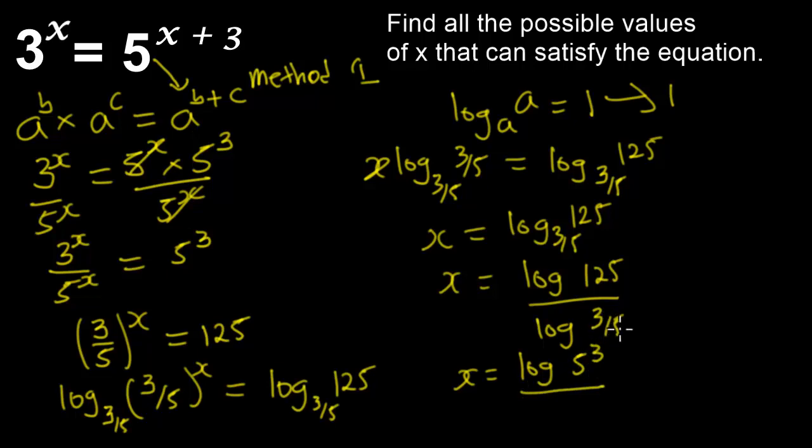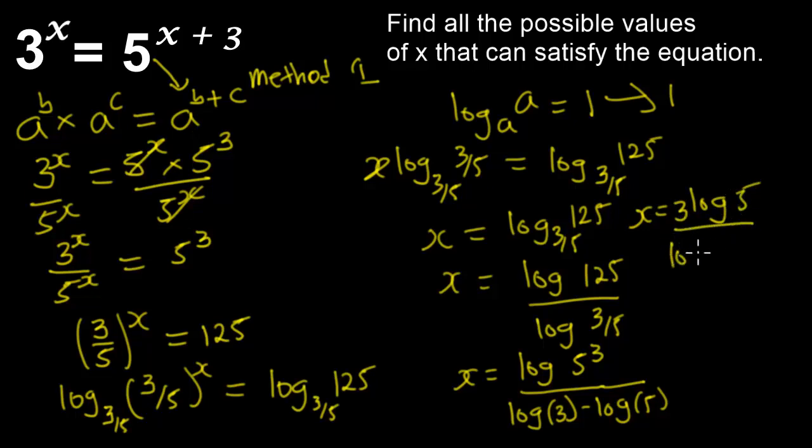And then here you can use the laws of logarithm to split this one. You know, when we have division like this, we can express it as the log of 3 minus log of 5. So over here, we have exponents here. So we can use the property that we used over here to bring 3 in front. So we are going to have x to be equal to 3 times the log of 5 all over log 3 minus log 5. So this will be our final answer. You can input this into a calculator and then that will give you the final results.